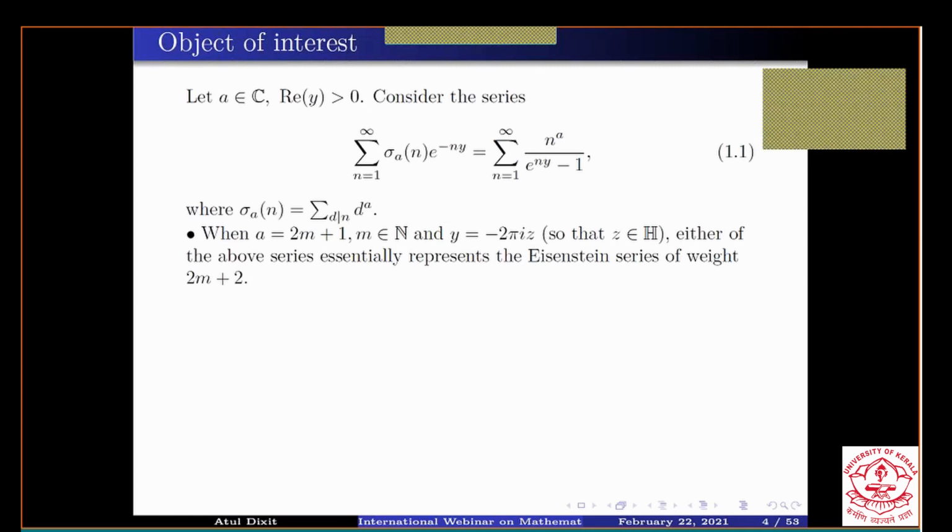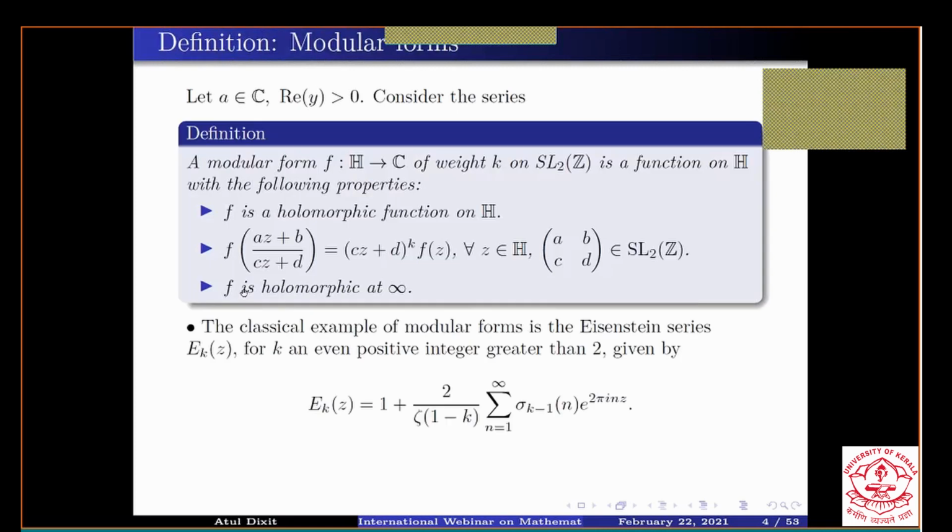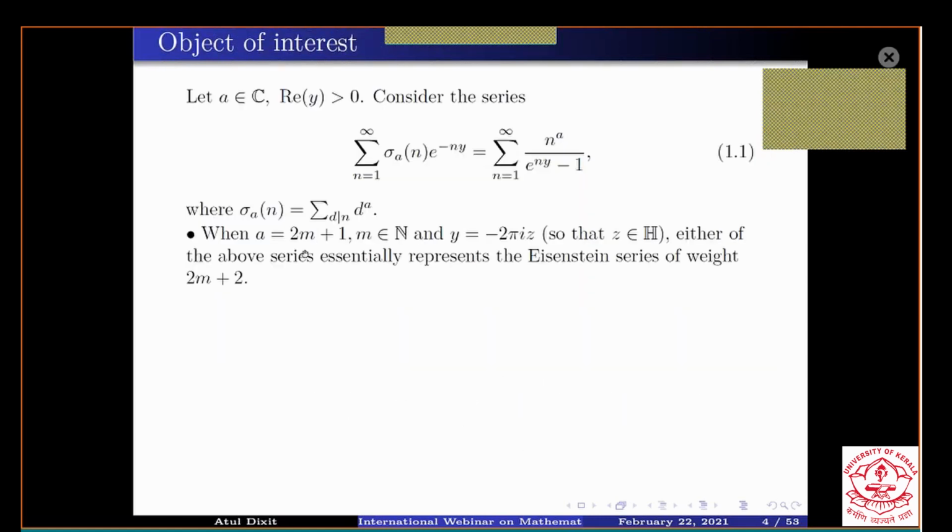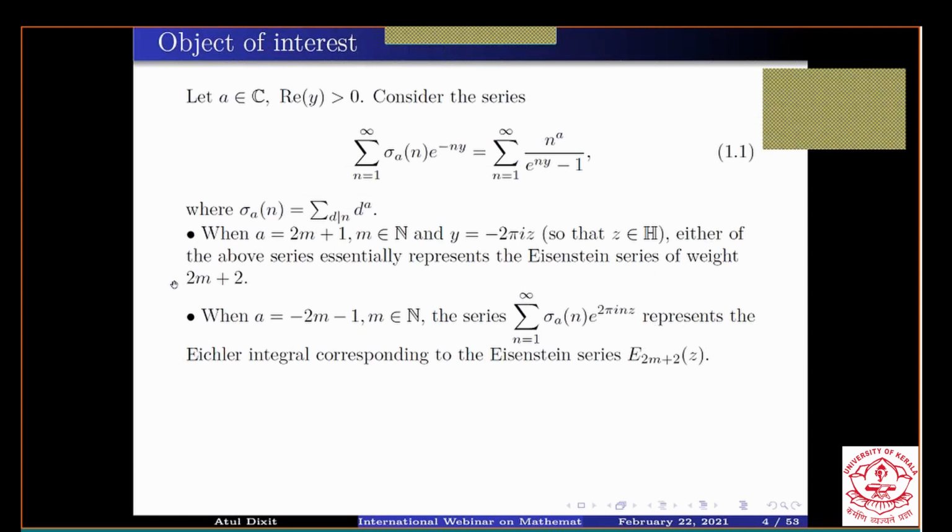Because you see, when you have Eisenstein series of weight 2m plus 2, by definition, if I go back, when you have here k being 2m plus 2, here you will have sigmas of 2m plus 1 because it's k minus 1, right? So that's what I was saying here. Then A is 2m plus 1 here, then it is essentially giving you the Eisenstein series of weight 2m plus 2. When A is minus 2m minus 1, where m is a natural number, that series is representing what is called an Eichler integral corresponding to the Eisenstein series of weight 2m plus 2.